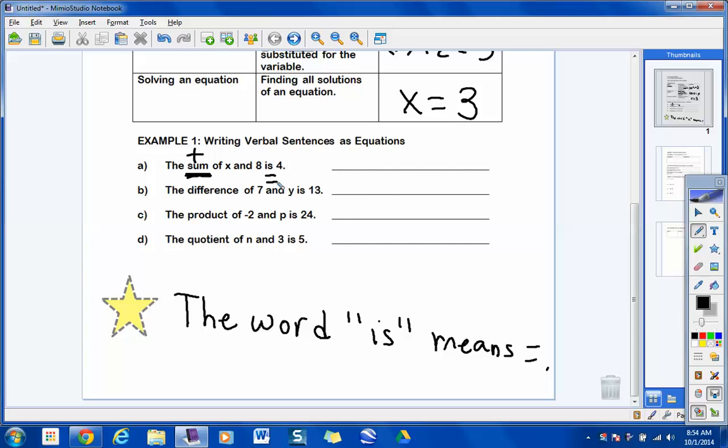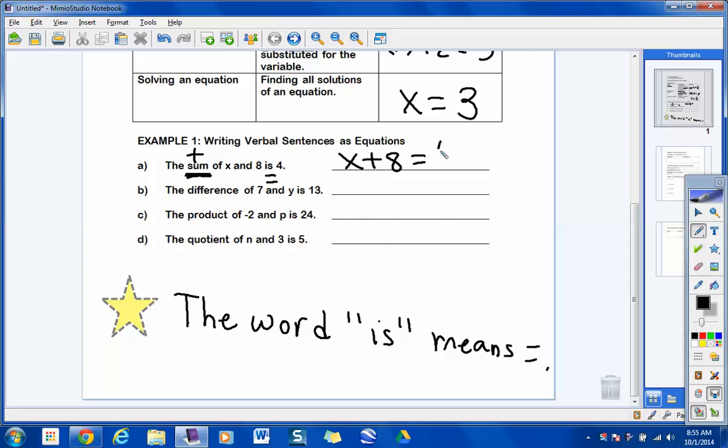So my question is, how do I take stuff in words and put it over here in variable expressions and form an equation? What do you think you're going to have on the left side? If the operation is addition and we're adding x and 8, the expression on the left side of the equal sign is going to be x plus 8. Good. And for the word "is," you substitute equals. And what's the expression on the right? 4. There's your equation.